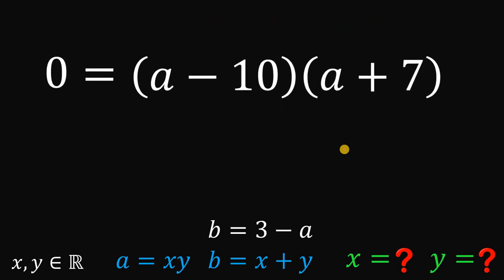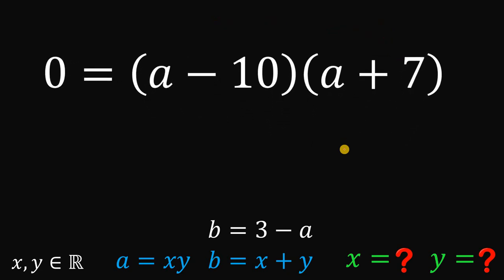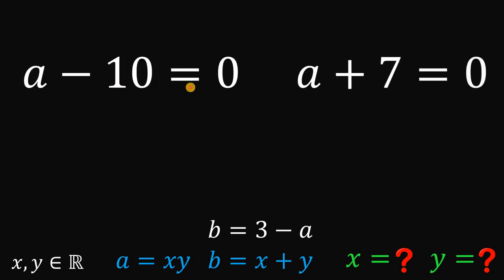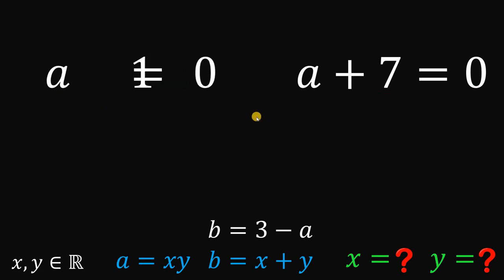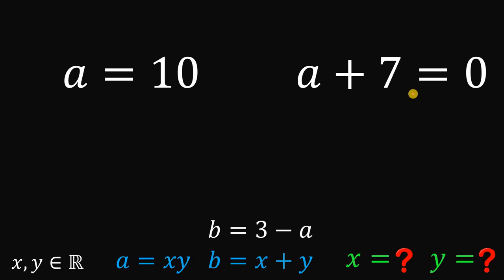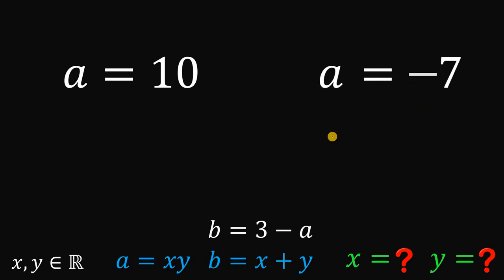Now let's use this factored form. Next, we can solve for the value of a, because since the product is equal to 0, at least one of the factors must be equal to 0. So we have a minus 10 equals 0, or a plus 7 equals 0. Now let's add 10 on both sides to solve for the value of a, and sure enough, we get that the value of a equals 10. Now in the second case, if we subtract 7 on both sides, we get that the value of a must be equal to negative 7.